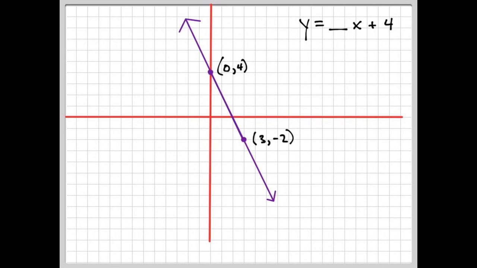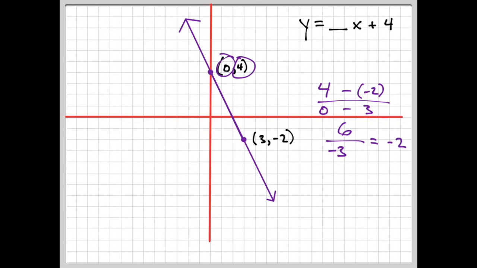And hopefully, we got this down from the last couple of lessons. y2 minus y1 over x2 minus x1. So what are we subtracting? We're subtracting 4 minus negative 2. And what are we subtracting on the bottom? x2 minus x1, 0 minus 3. Okay? So if we're taking this as our first y, then that has to be our first x. So what's 4 minus negative 2? 6. What's 0 minus 3? Negative 3. And 6 divided by negative 3? Negative 2. So that's a negative slope.